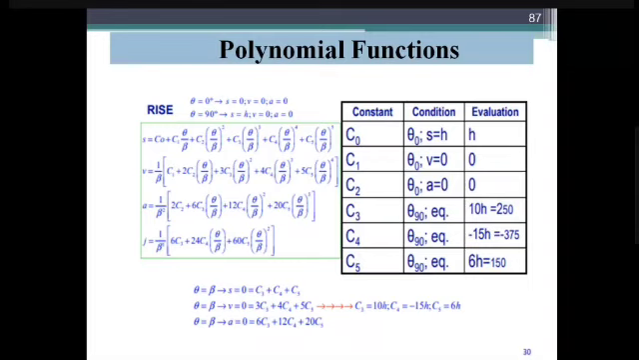Okay, so what about the constants? What about the conditions? What about the evaluation? Look at the rise. Theta is equal to 0 degrees, S is equal to 0, V is equal to 0, A is equal to 0. At theta equal to 90 degrees, displacement is equal to the maximum height of the lift, that means the drill height h is 25 mm. At that point, V is equal to 0, A is equal to 0. So write down the equation first. S has 6 terms, C naught to C5: S is equal to C naught plus C1 theta by beta plus C2 theta by beta the whole squared, up to C5.